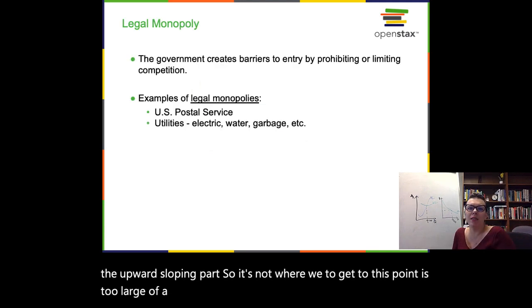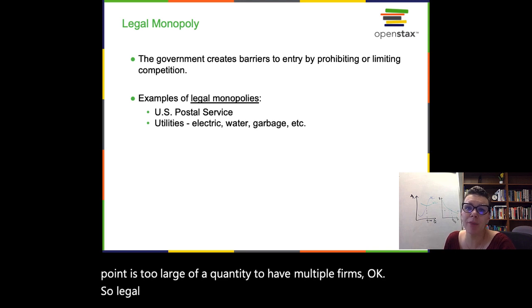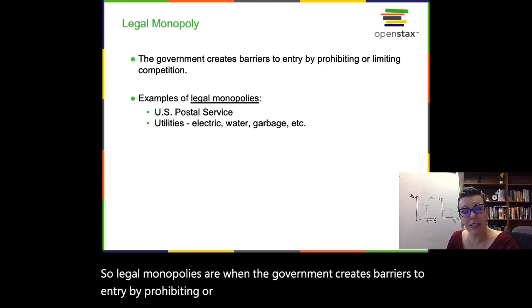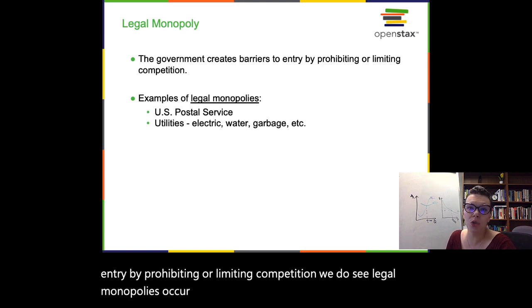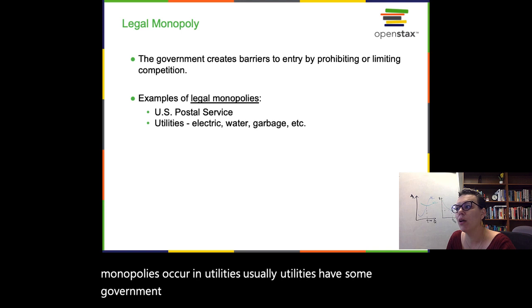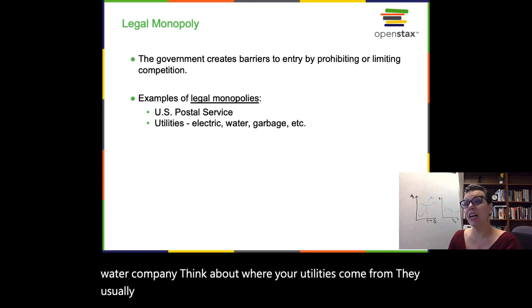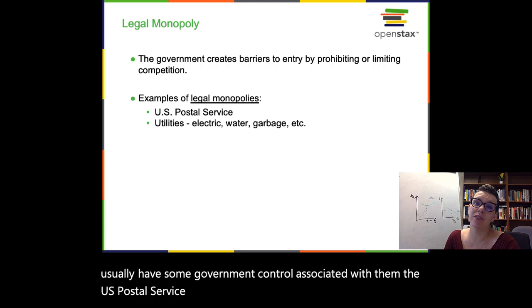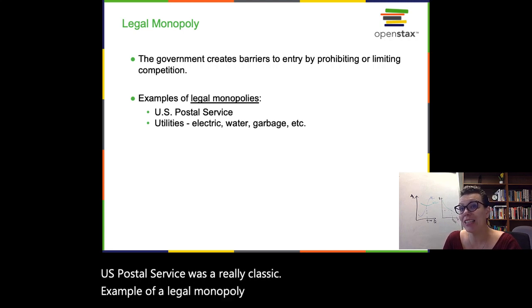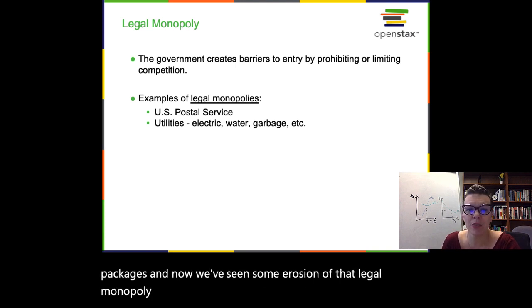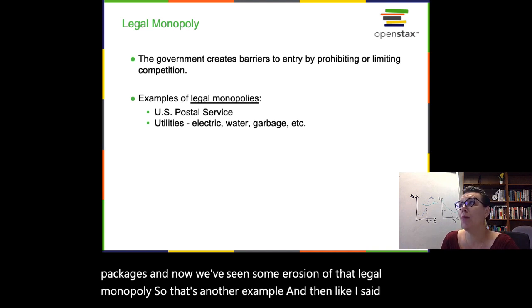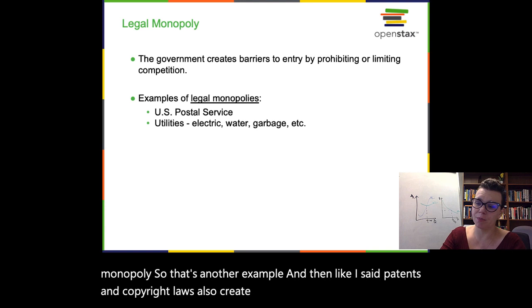So legal monopolies are when the government creates barriers to entry by prohibiting or limiting competition. We do see legal monopolies occur in utilities. Usually, utilities have some government control. So think about PG&E, think about the local water company, think about where your utilities come from. They usually have some government control associated with them. The U.S. Postal Service was a really classic example of a legal monopoly until UPS sued for the right to deliver packages. And now we've seen some erosion of that legal monopoly. So that's another example. And then, like I said, patents and copyright laws also create legal monopolies.